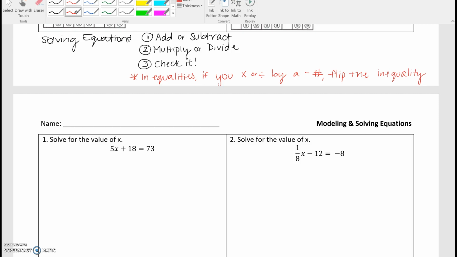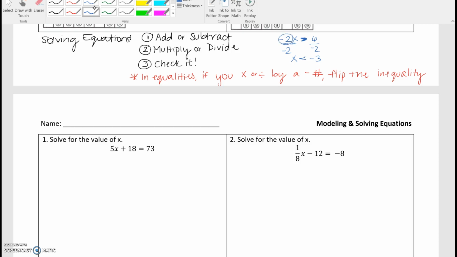Okay, so for example, if I have negative 2x is greater than 6, I am looking at the number with x. That is the number that determines if I'm going to flip the inequality sign. It doesn't matter which number this one is over here. It only matters the number with my variable. So I'm going to divide both sides by negative 2. So x would be less than negative 3, because this number right here is negative.